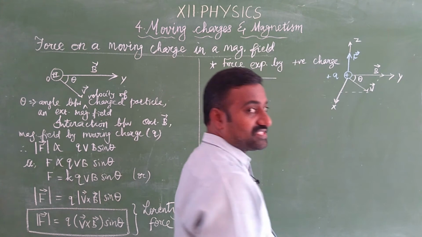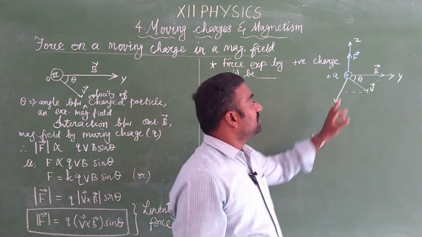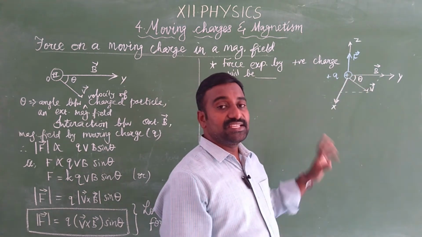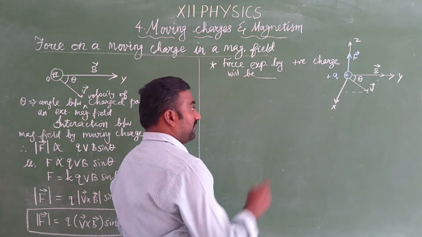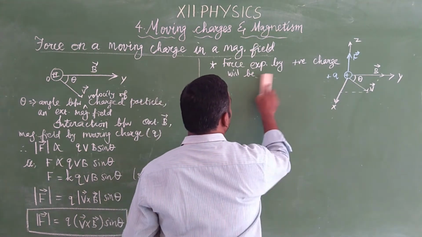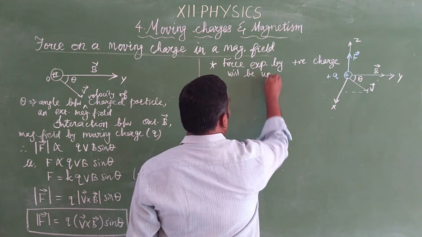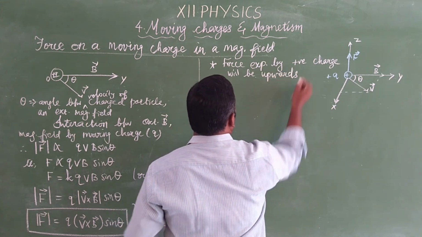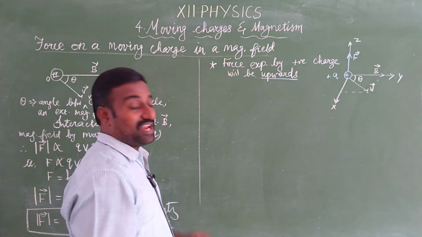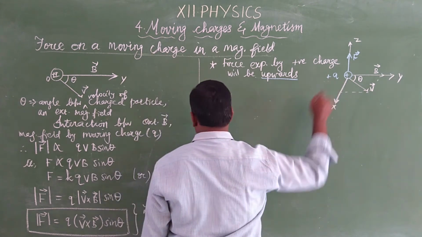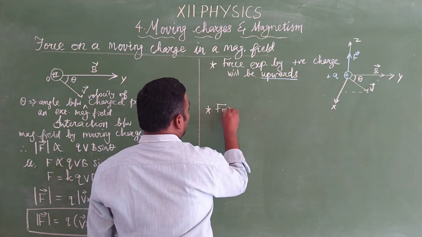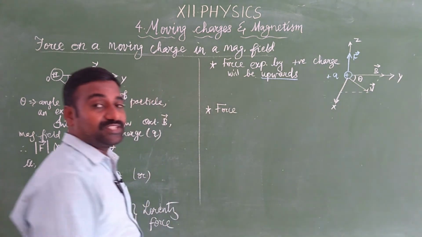So here the force is maximum if the angle between the velocity vector component and the magnetic field is perpendicular, which means theta is 90 degrees. So when a positive charge is introduced in an external magnetic field, it experiences the force upward. Suppose you introduce a negative charge particle like an electron, rather than a positive charge particle like a proton.